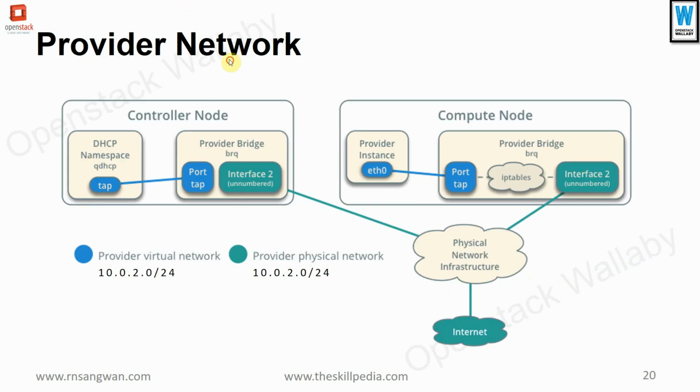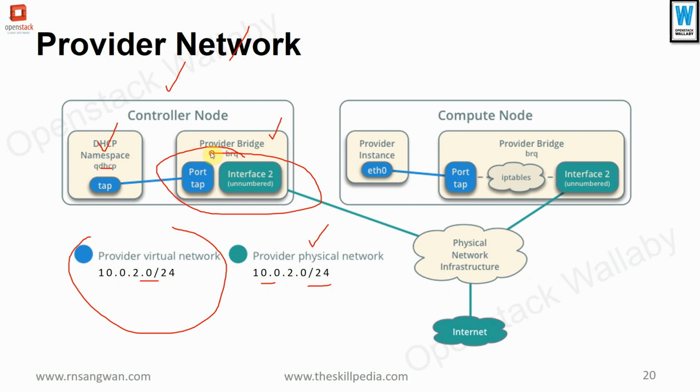This is our provider network, the controller node. So this is provider virtual network 10.0.2.0/24, provider physical network 10.0.2.0/24. So this DHCP namespace, which is going to be used by the virtual machines, and this is provider bridge. This is what I was talking about, the bridge between the two, virtual and the physical. And this is physical network infrastructure, which is connected to the outside world. Same thing is going to be on the compute node as well.